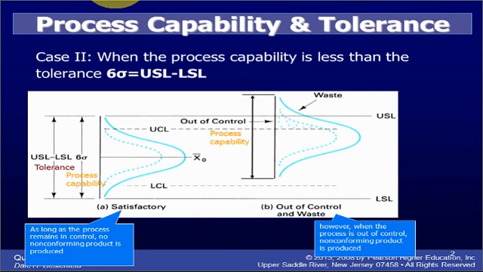In case 2, the process capability is the same as the tolerance. So here's a typo, it's not less than, it's the same as the tolerance. So as you can see, the 6 sigma and the difference between the USL and LSL are the same, right? So in this case, if the process remains in control, then there will be no non-conforming products. However, whenever you shift your process, then there will be some non-conforming products. So you have to waste some of your products.